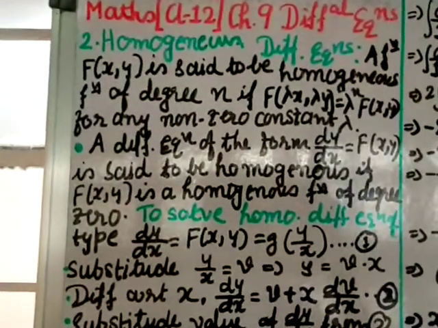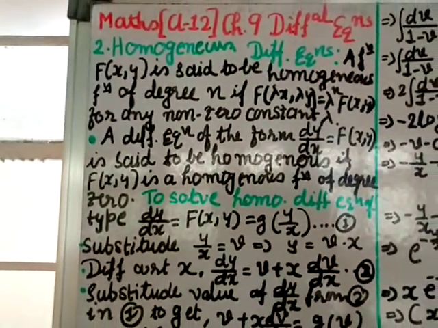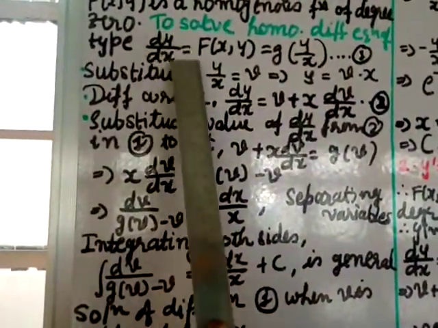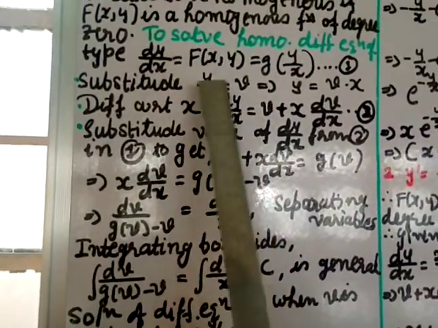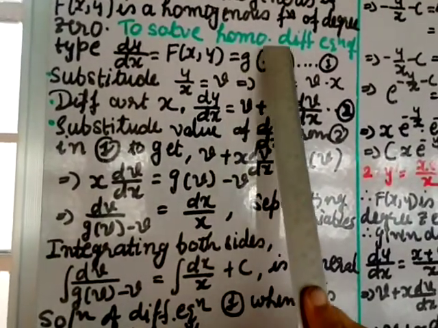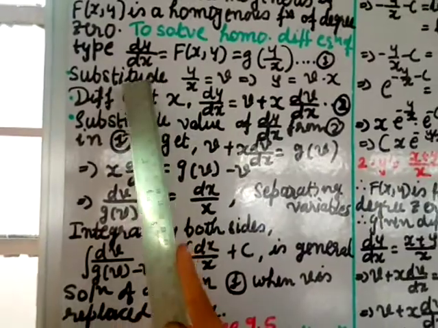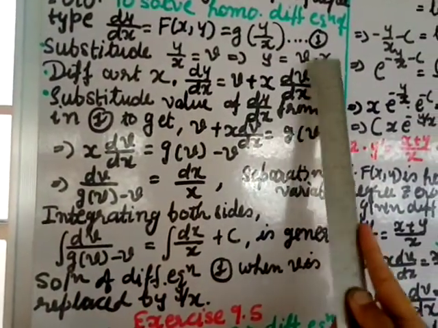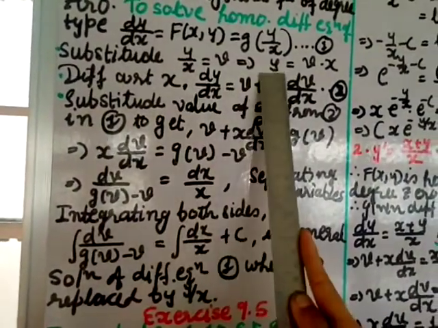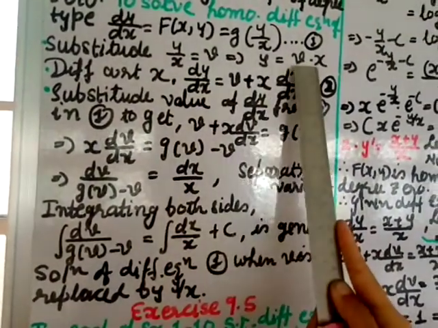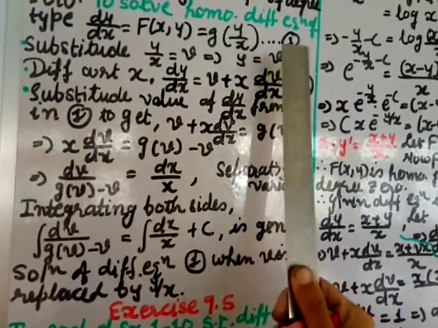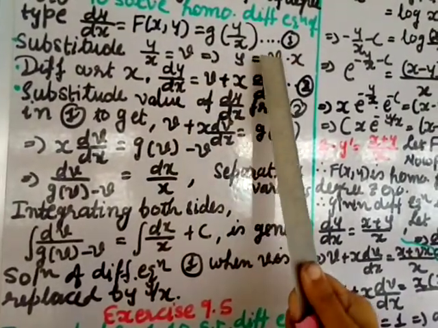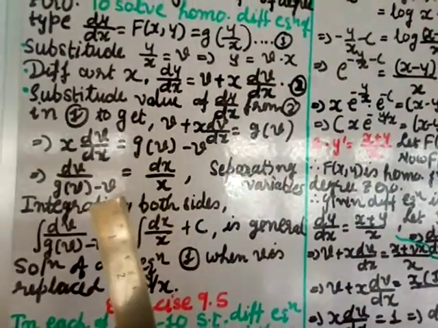We have steps to solve a homogeneous differential equation. To solve a homogeneous differential equation of the type dy by dx equal to f of x, y, first you have to write f of x, y as g of y by x, call it number 1. Substitute y by x is equal to v, so y is equal to v into x. Differentiate with respect to x, using the product rule: dy by dx equal to v as it is, derivative of x is 1, plus x as it is, derivative of v, dv by dx, call it number 2.